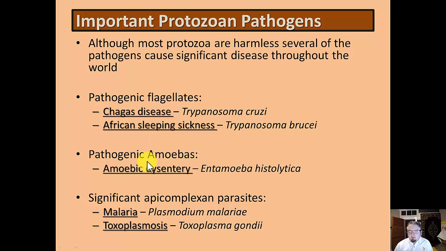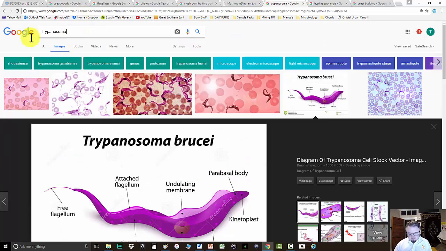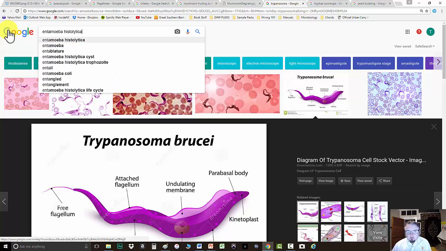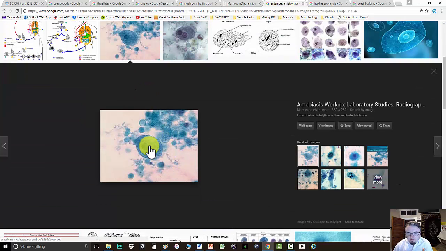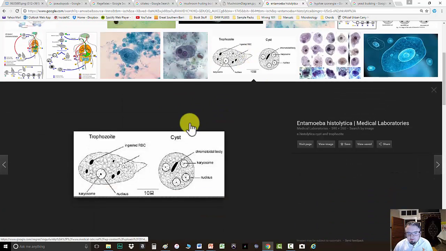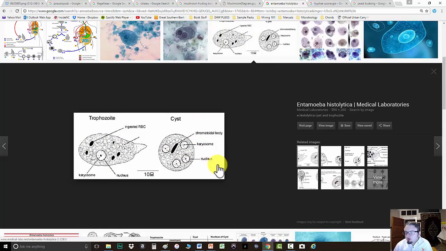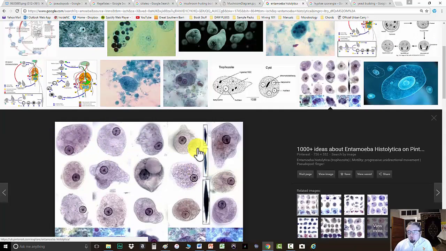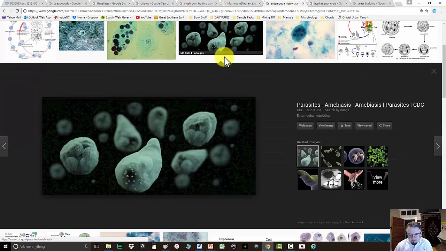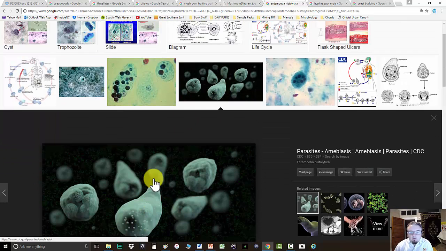An example of an amoeba pathogen, or pseudopod pathogen, is one called Entamoeba histolytica. Entamoeba histolytica tends to cause infection through food and water contamination. Here are some images of Entamoeba. Here's a microscope image of Entamoeba. Here's one showing the trophozoite in the cyst. It's a drawing, obviously. Here are some images of a variety of different forms. It looks like more of a circular amoeba. So nothing really special. That's a computer animation there.